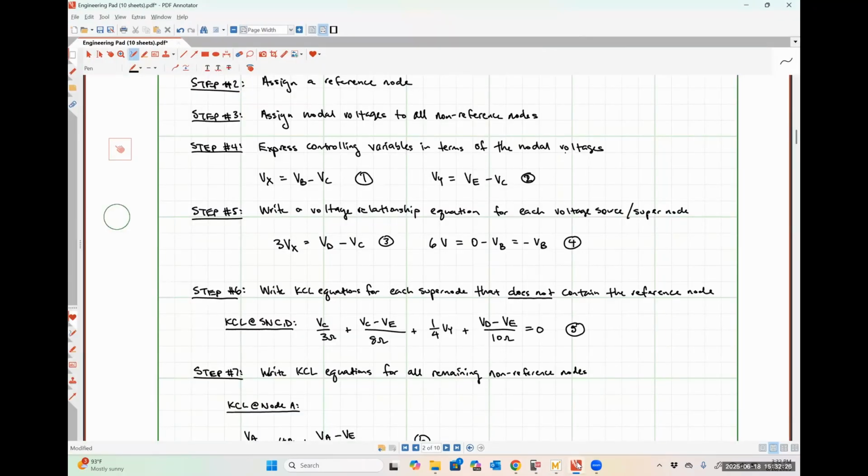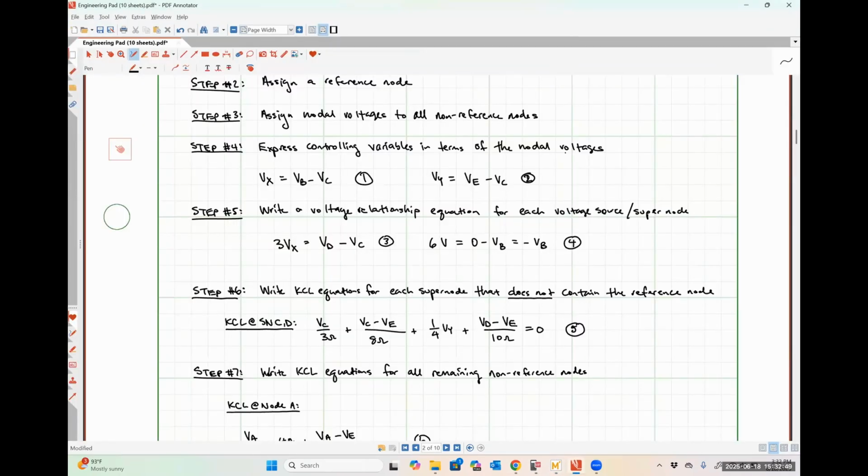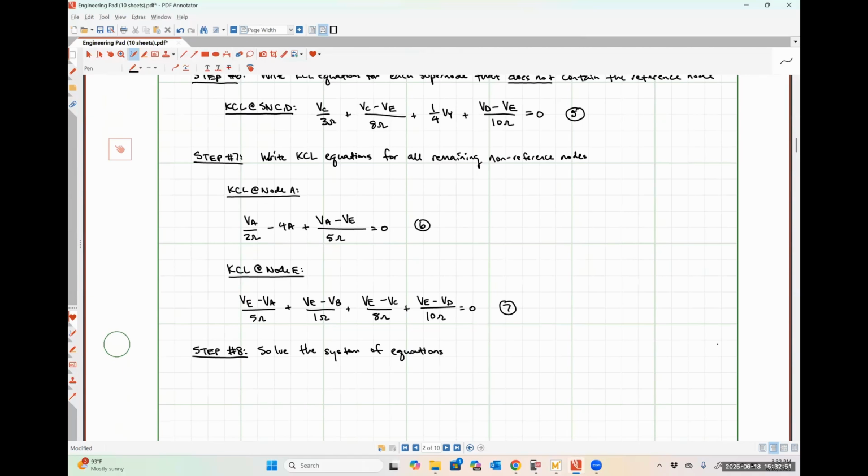Now I have VD minus VE over 10 ohms, and this is control equal to 0. So now I believe I just have those two KCL equations, one at node A and one at node E left. So let's scroll to get those.